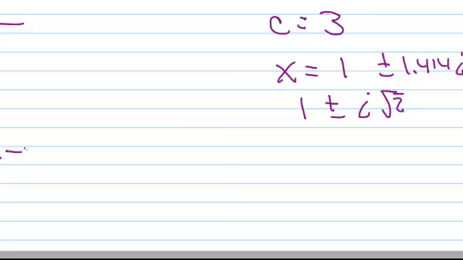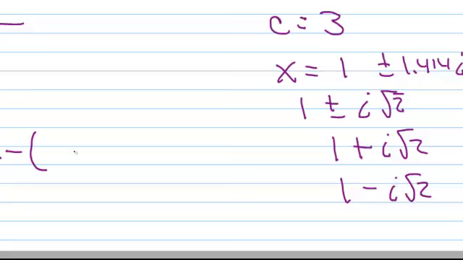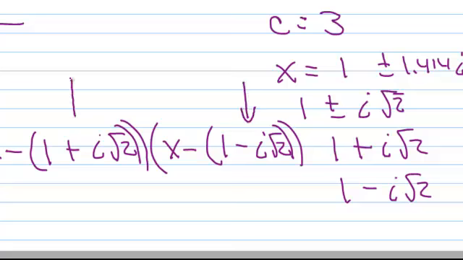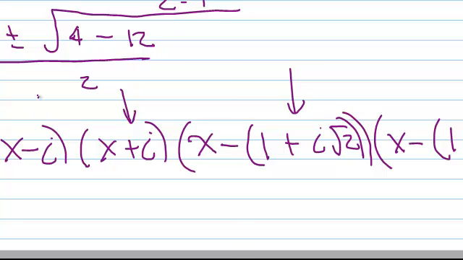I've got x minus the 0. Well, there's two zeros here. One of them is 1 plus i times the square root of 2, and the other is 1 minus i times the square root of 2. So all I'm going to do is put that in parentheses. It's x minus the 0, and the 0 is 1 plus i times the square root of 2. And then the last one is x minus, I'm going to put it in parentheses, 1 minus i times the square root of 2. And there is my fully factored form with each of my complex zeros right there.